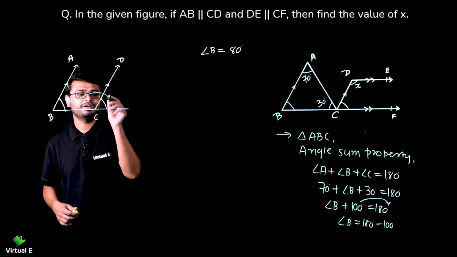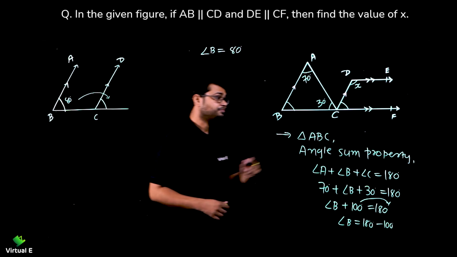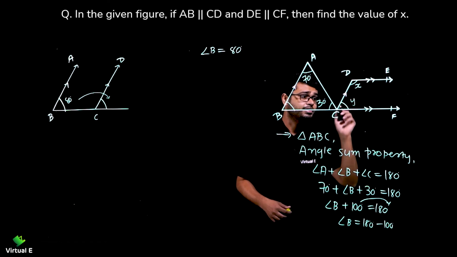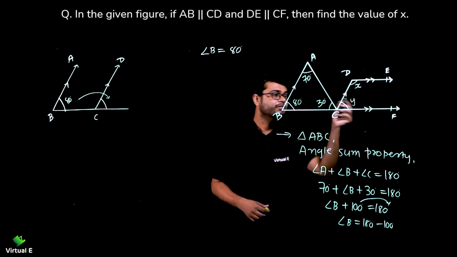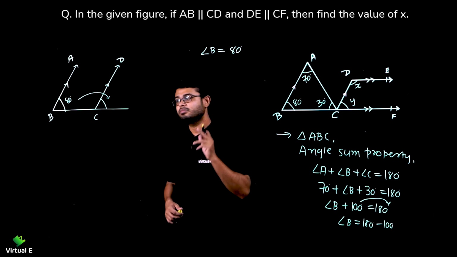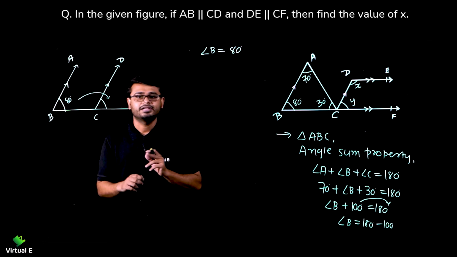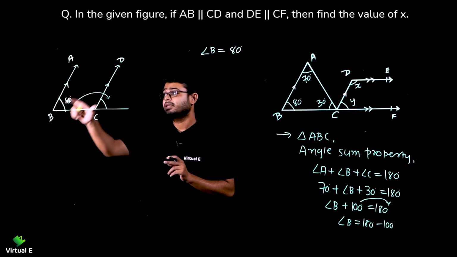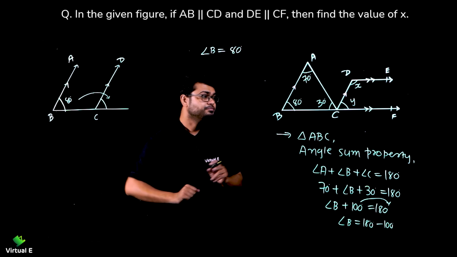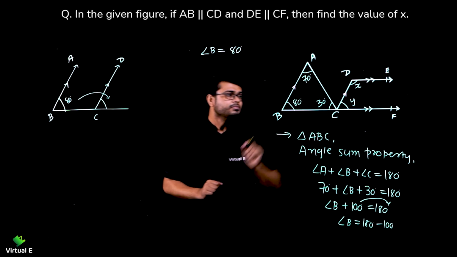So what will be the value of this, let's say y over here? Let's say this value is 80 degrees. So what will be the value of y? It will be exactly 80 degrees, because these both are corresponding angles. I explained to you, right? This is how we can get the value of y.